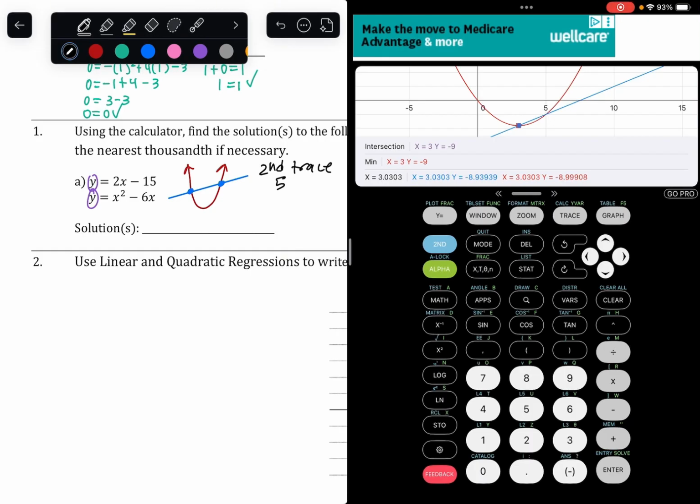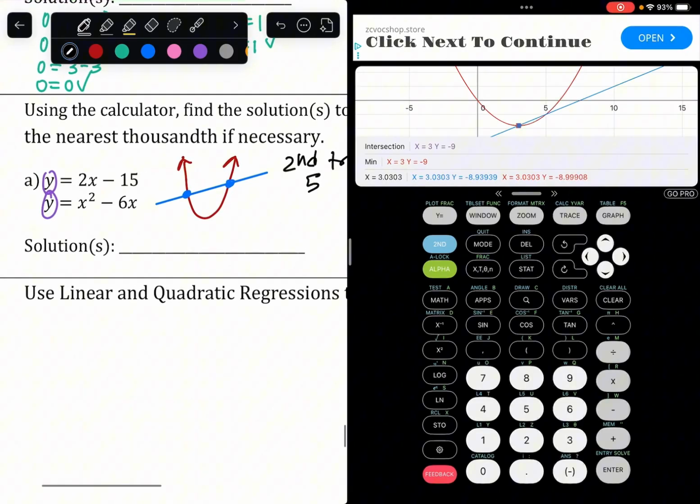On my app, I don't need to do that, but you will. And so the intersection here is (3, negative 9).